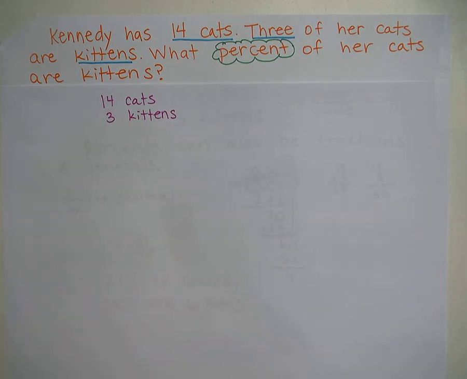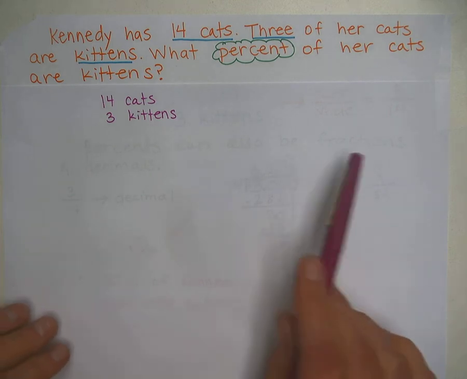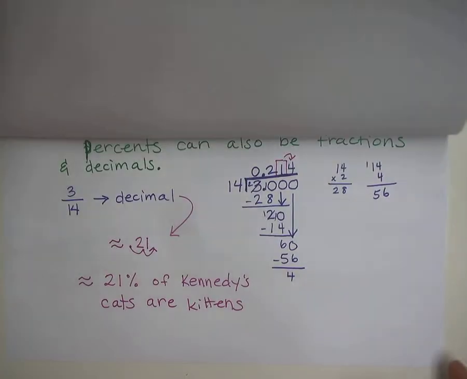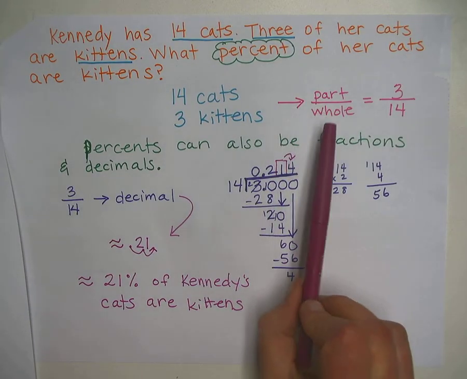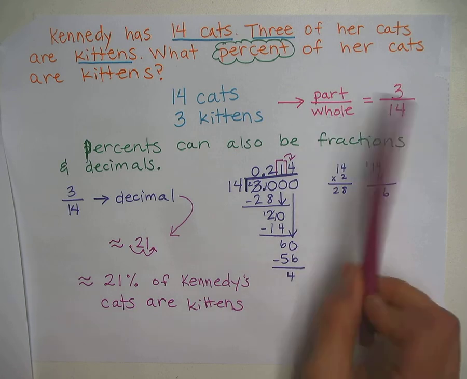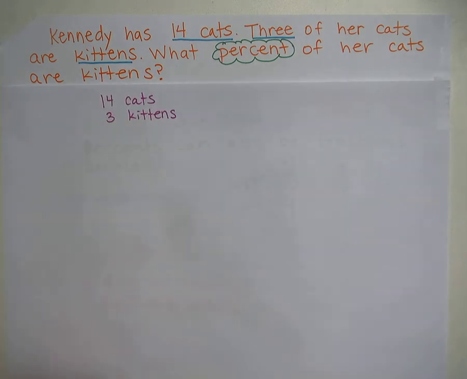Now, when we use proportions to solve a percent, we do it a little bit differently, but you're still doing division. So it's pretty similar. But I want to remind you what a proportion is. A proportion is two equal ratios or two equal fractions. So we're going to create a proportion with this problem. Just like we did in the other one, where I did the part to whole equals 3 to 14, I'm going to do the same thing here.